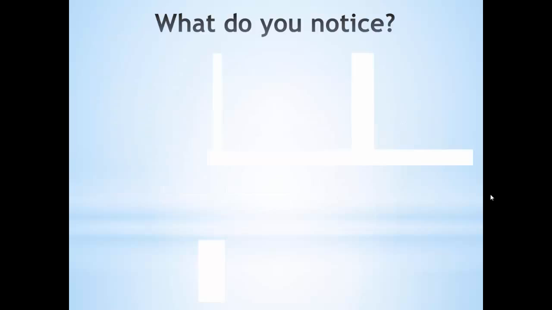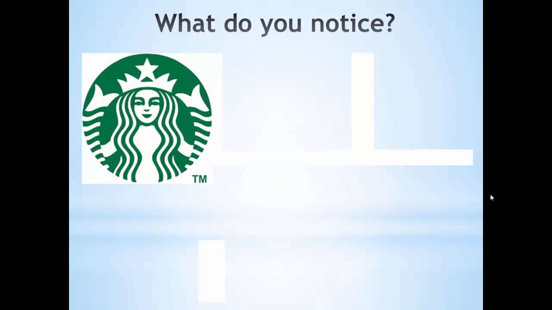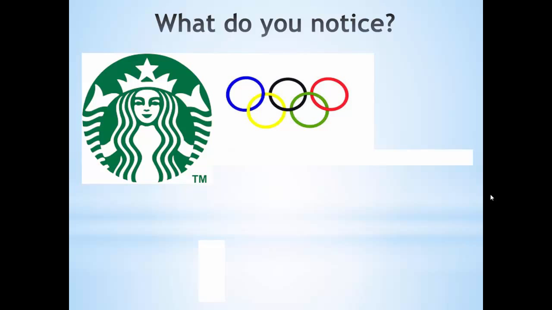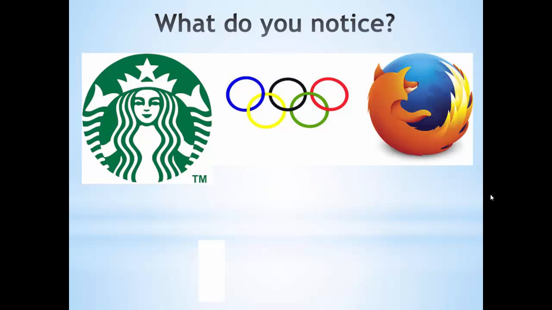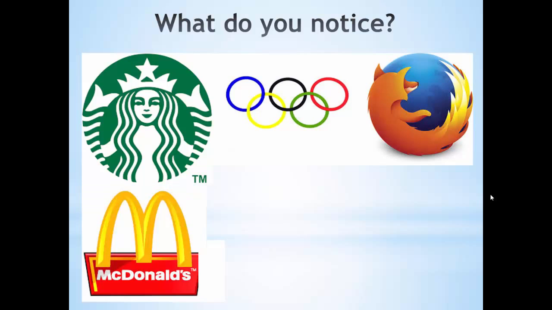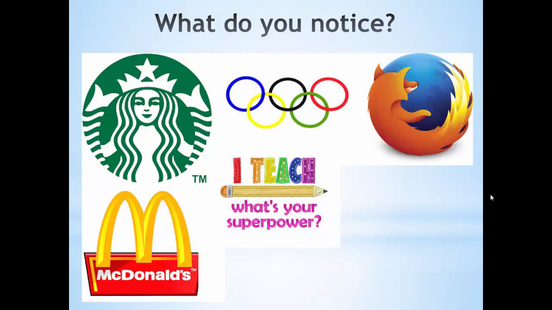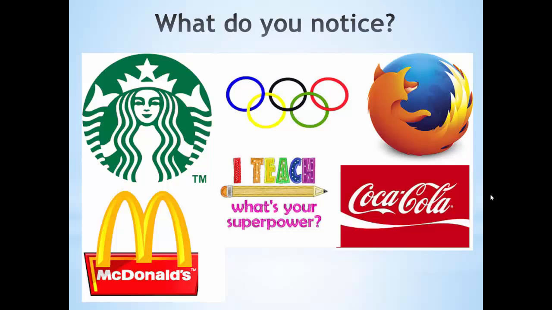Logos are great examples of C.R.A.P in practice. Look at the contrast in Starbucks, the alignment and proximity in the Olympic rings, the contrast in the Firefox logo, the famous yellow and red coloring of fast food restaurants. Look at this logo. It incorporates contrast, alignment, proximity. What do you notice about these logos? And what does that tell us about C.R.A.P and engagement?